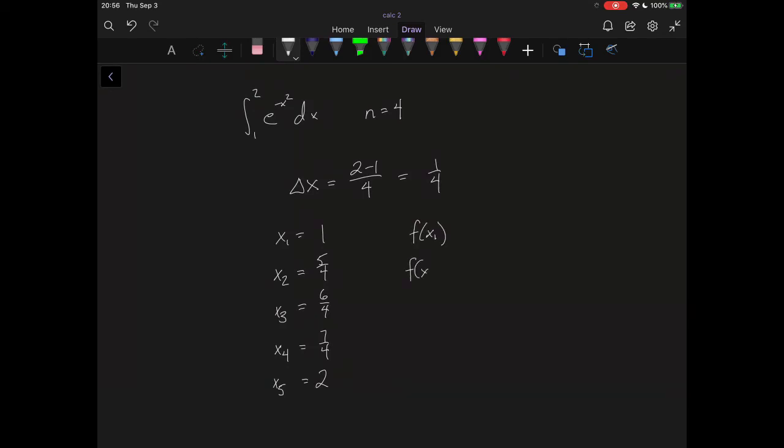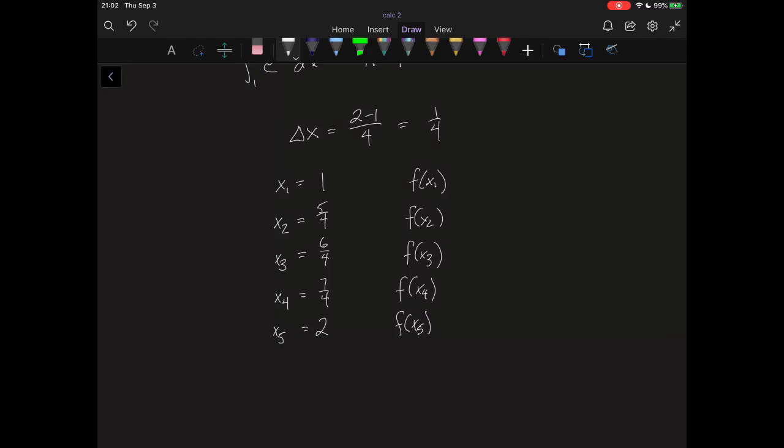So now let's look at what f of x1 is, f of x2, f of x3, f of x4, so looking at the approximations of these, we get 0.367, we get 0.209, 0.105, 0.468, and 0.018. And now we have to multiply this by 2, this by 2, and this by 2.